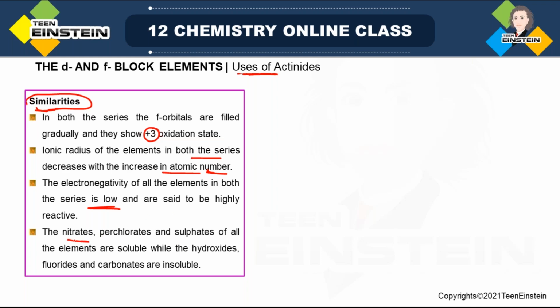The nitrate salt, perchlorate salt, and sulfate salt. Nitrate is NO3 minus, perchlorate is ClO4 minus, sulfate is SO4 minus. So all these salts for these elements are soluble. But the hydroxide salt, fluoride salt, and carbonate salt are not soluble. Okay. So this is also a common point.